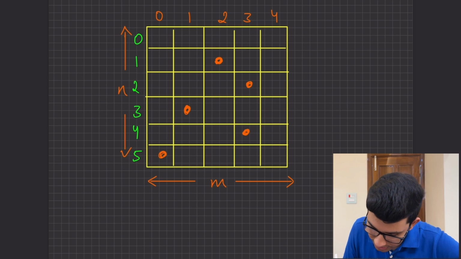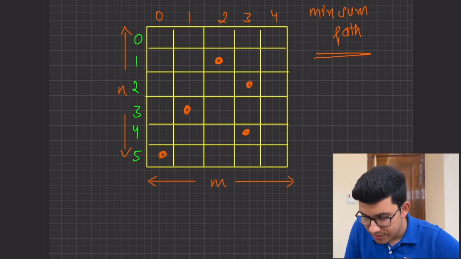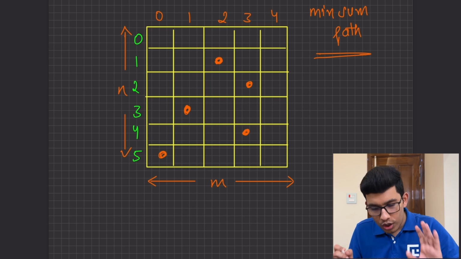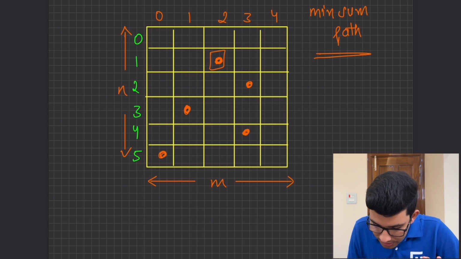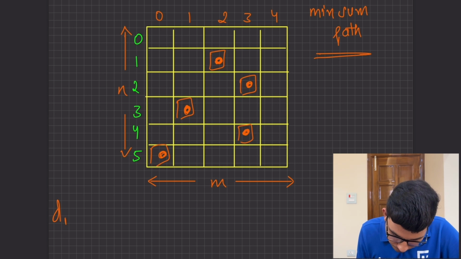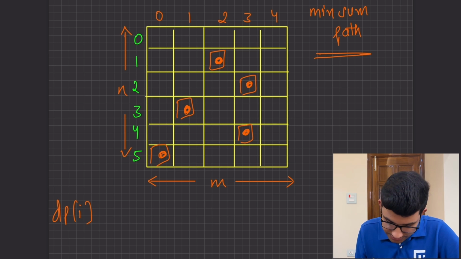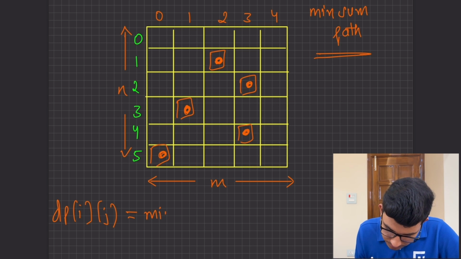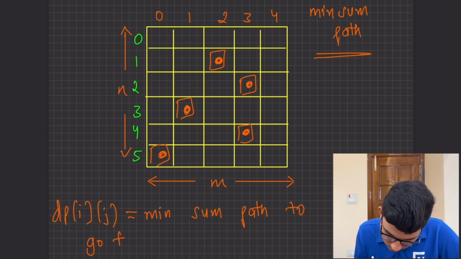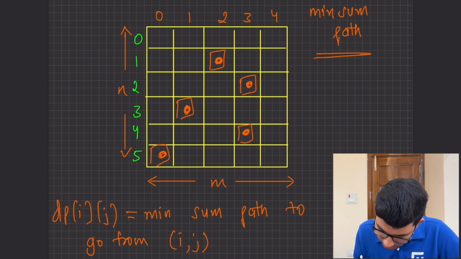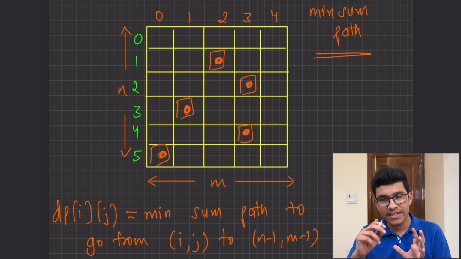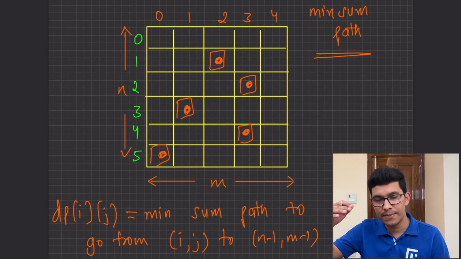Let's suppose we were talking about minimum sum path. We want to find out the minimum sum path to go from 0 comma 0 to n minus 1 comma m minus 1, avoiding these obstacles. All you have to do is that for these particular cells, you can define the dp state to be pretty huge. We are using that same dp state. Let me first define it: minimum sum path to go from i comma j to n minus 1 comma m minus 1. So essentially this depends on dp of i plus 1 comma j and dp of i comma j plus 1.